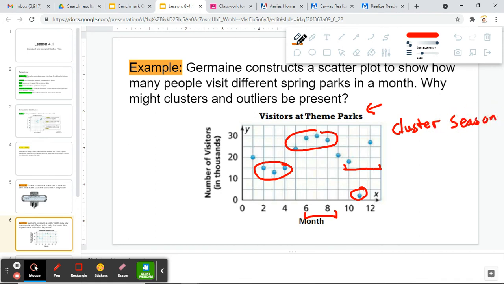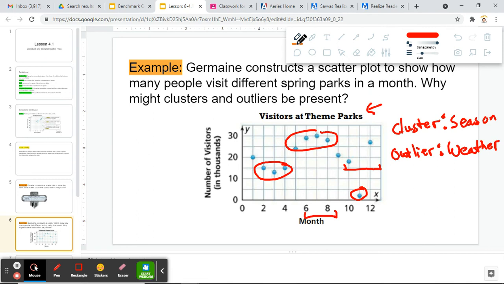Now we just have to answer why we might have outliers. So the outliers could simply be due to the fact that we are in a kind of bad weather area. Like maybe right here the weather wasn't so great, so not as many people went to the theme park. Only like, I don't know, 1,000 people went or something like that. So the outliers can be due to weather or some other unforeseen circumstance that is stopping people from coming to a theme park here.